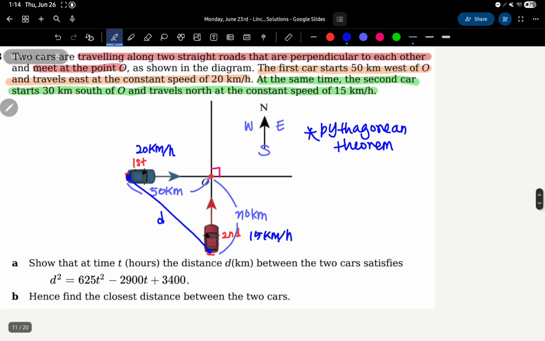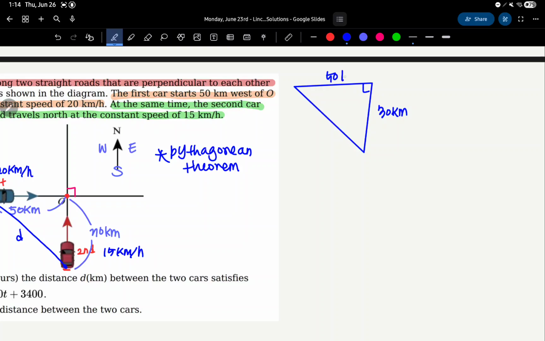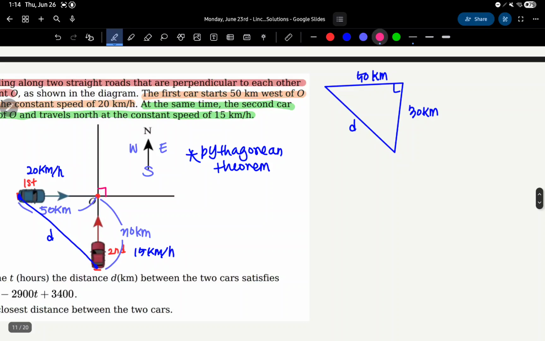So let's do that. Let me just redraw the triangle here because it's easier to see. I have this right angle, I have 30 kilometers, 50 kilometers, and I don't know the hypotenuse. That's going to be D. But think about it. They're moving cars. So are these lengths, 50 kilometers and 30 kilometers, going to be stagnant? Is it always 50 kilometers, always 30 kilometers?